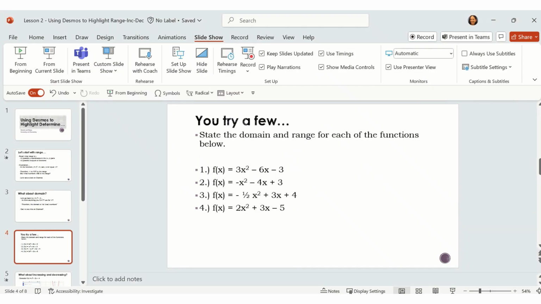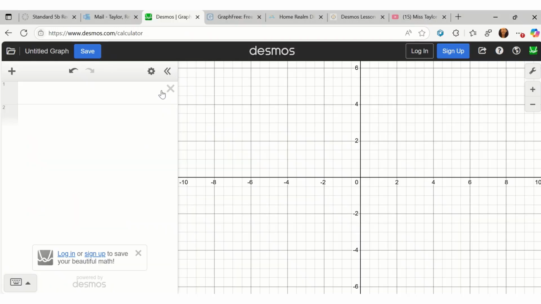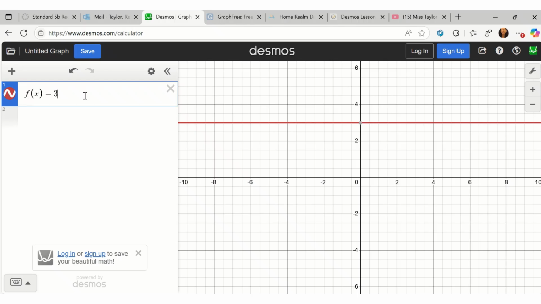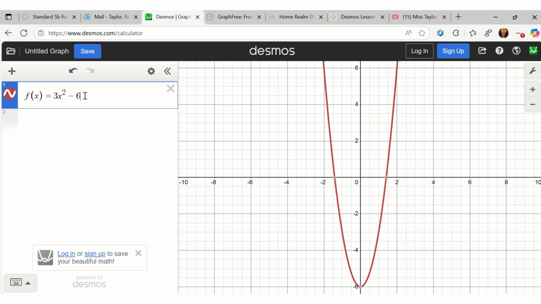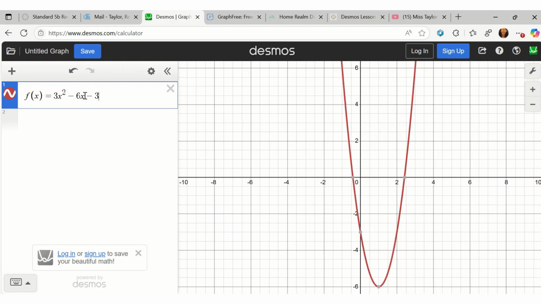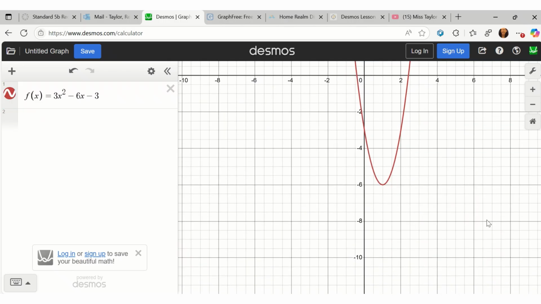Okay, now for the domain for all of them, the domain for all of them is all real numbers. So we're always going to get that one right. Let's take a look at this first one. So we have f of x is equal to 3x squared minus 6x minus 3. And what we want to do is locate where that vertex is. I'm going to slide that up a little bit. Okay. And I can see the y coordinate on the vertex is -6.